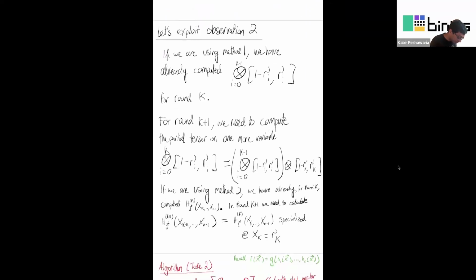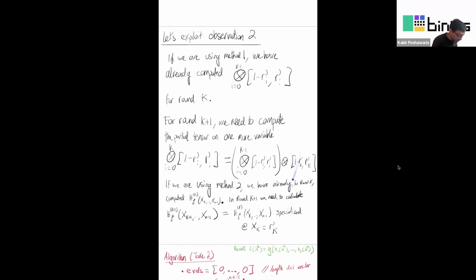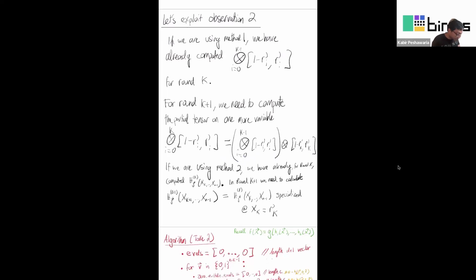So that was the hardest part, and we're almost done. We'll exploit observation 2 now. If we're using method 1, we've already computed this partial tensor. So for round k plus 1, we need to compute the partial tensor of one more variable. Might as well reuse what we've already done and just take it one step, rather than going k plus 1 steps from scratch. Similarly, if we're using method 2, we've already folded the multilinear k times. So might as well in round k plus 1 just fold one more time, rather than starting from the original representation and folding it k plus 1 times. Just reuse the useful data structure that you had, whether it's a folded multilinear or a partial tensor.